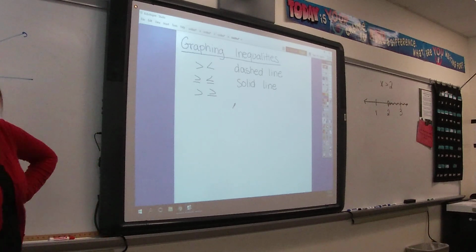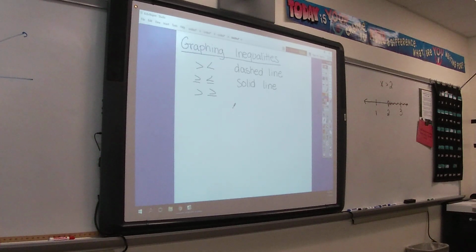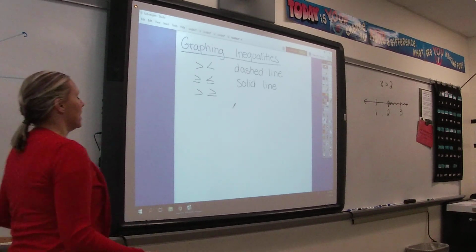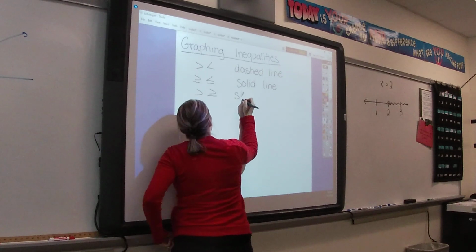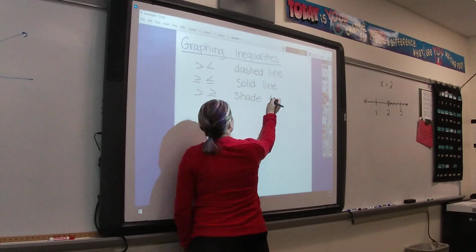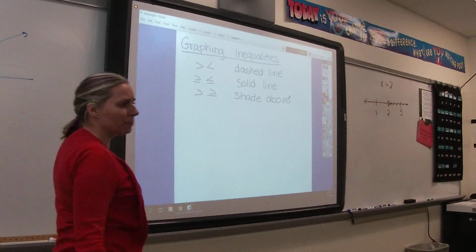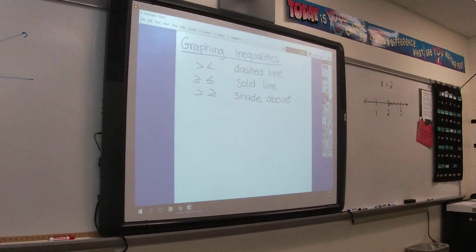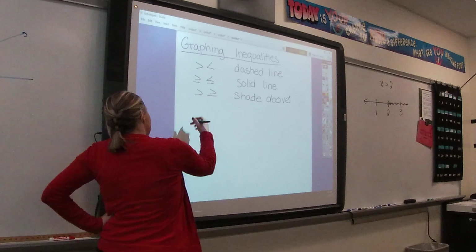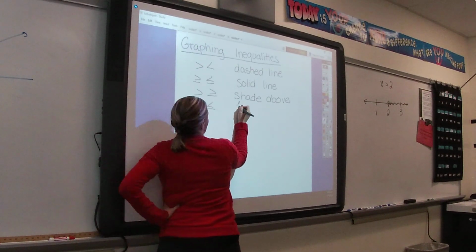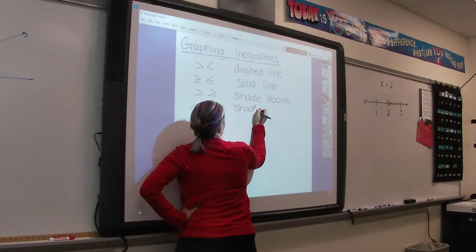If we are greater than or equal to, before we would shade to the right, but we don't have that situation here. It's not like right or left when we're talking about all directions of a coordinate plane. So we are going to shade above. Does it make sense to us that numbers that are larger would be above in the sense of a coordinate plane? Okay, and if it is less than or equal to, we are going to shade below.